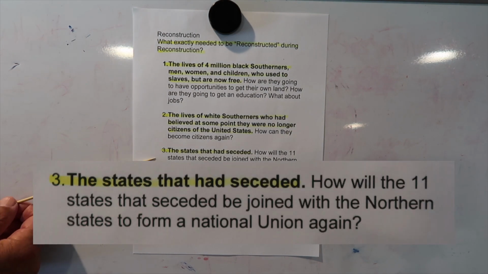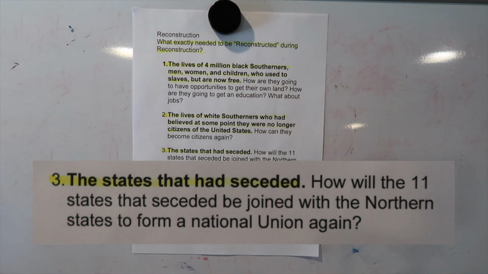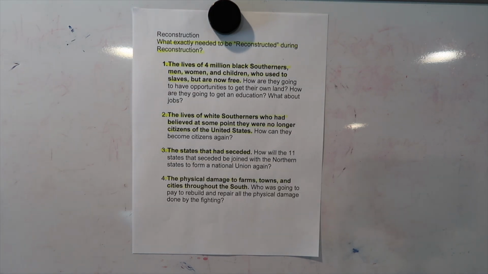Number three, Reconstruction also had to do with the states that had seceded. How will those 11 states that seceded be joined with the northern states to form a national union again? What are going to be some of the things? Obviously, slavery is going to be gone. What else are they going to have to do to stop being regarded as traitorous states and become loyal states in the national union once again?